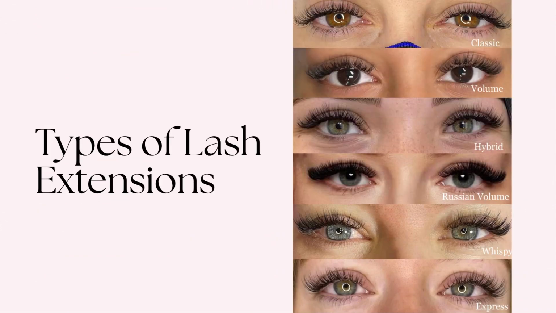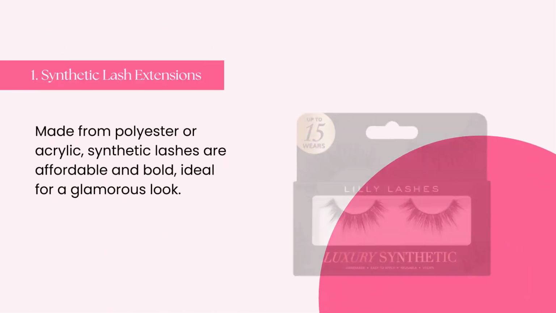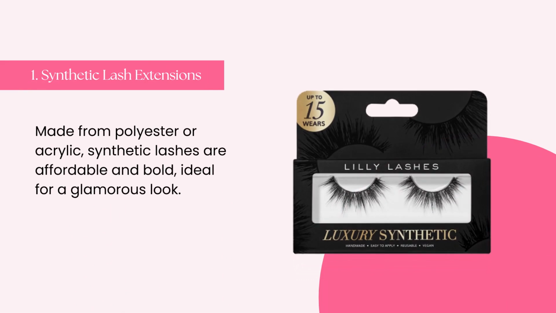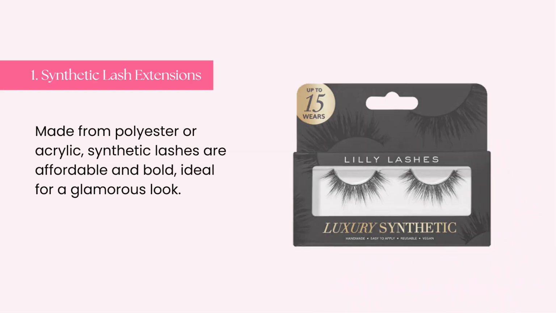Types of lash extensions. There are several types of lash extensions available, each with its own unique features and characteristics. 1. Synthetic lash extensions. These extensions are made from synthetic materials, such as polyester or acrylic. Synthetic lashes are generally more affordable and offer a bold and dramatic look. They are suitable for individuals looking for a more glamorous appearance.